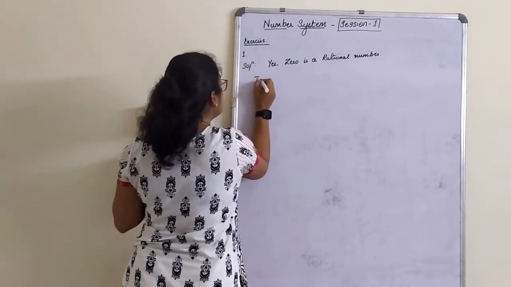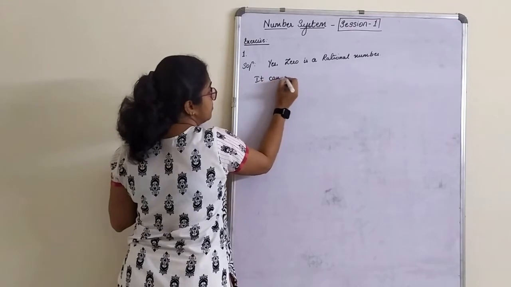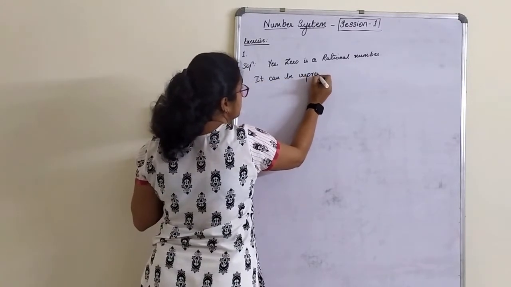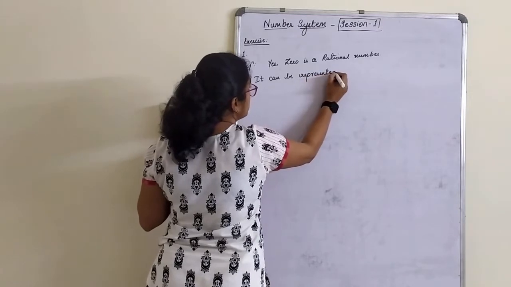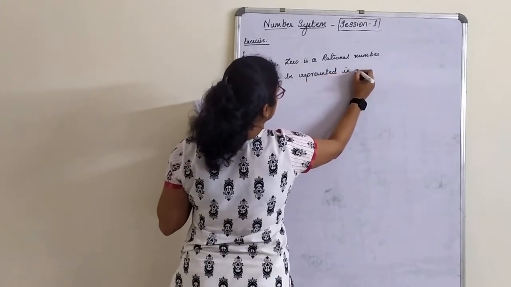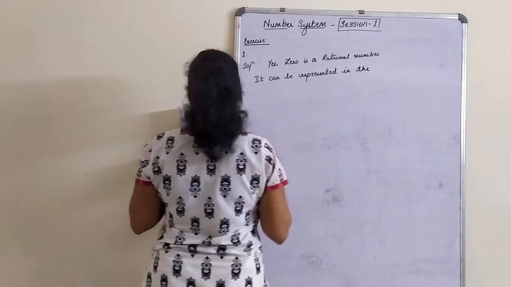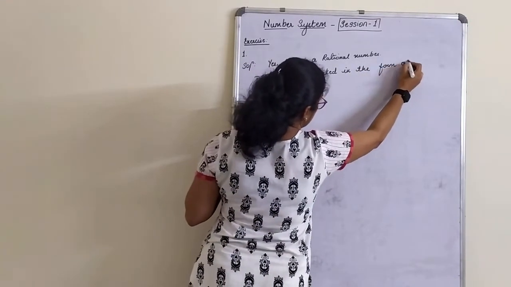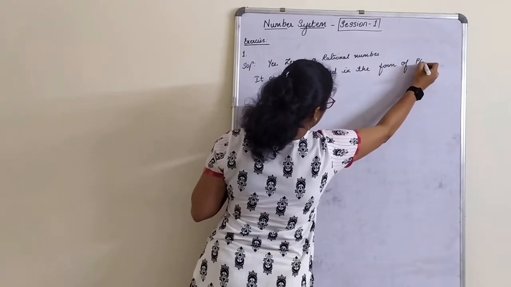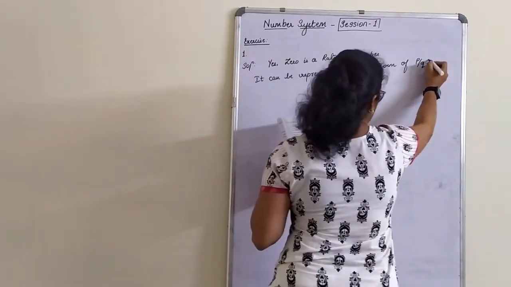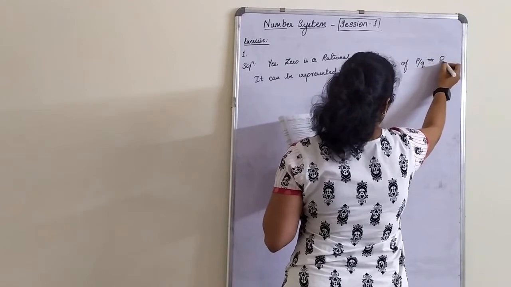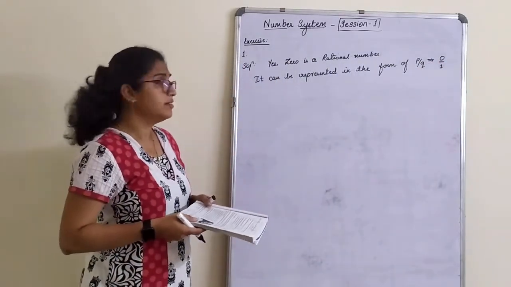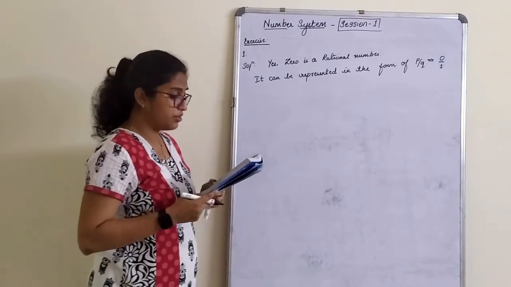It can be represented in the form of P by Q, that is 0 by 1. That's all you can write. That's the answer for the first question.